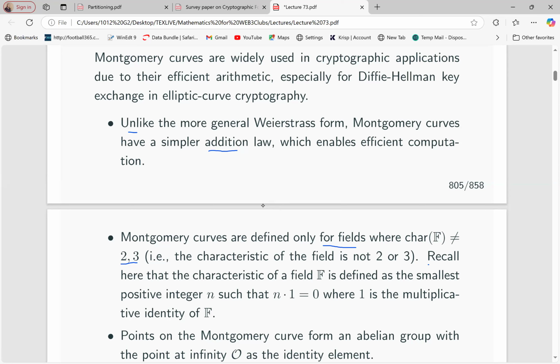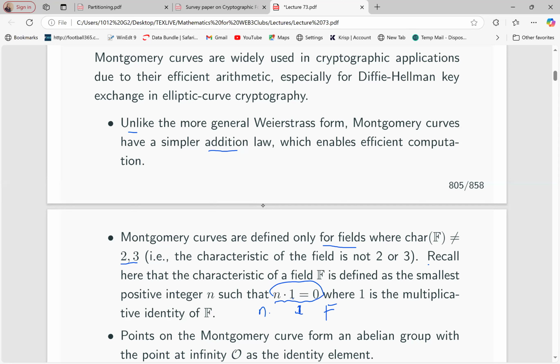I want us to recall what characteristic means, and that's what I put here. By characteristic of a field, I mean a number which, when added to itself, the number of times one will be added to itself to get 0. That is what we call the characteristic.